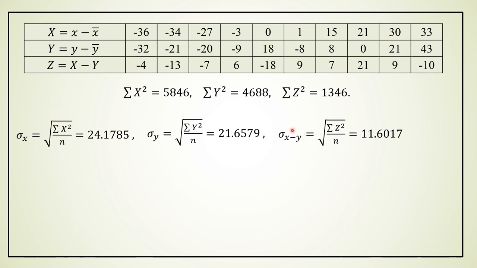Sigma z, z is nothing but x minus y, so you have sigma z, which is equal to square root of summation of z square by n, that is equal to 11.6017. Now substituting the value of sigma x, sigma y and sigma z. Z is nothing but x minus y here. Substituting the standard deviations in the formula, the coefficient of correlation r is equal to 0.8775.